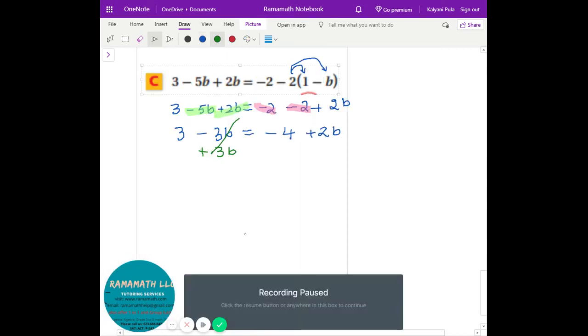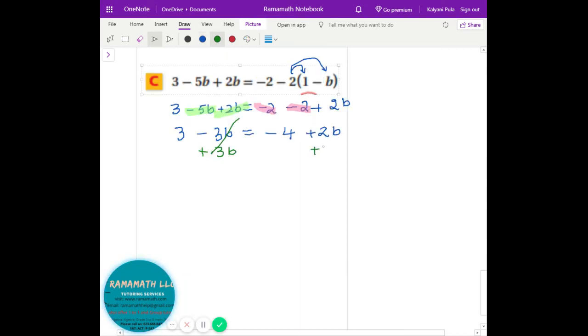Yes. I had added 3b here. So I got that step done. Now 3 equal minus 4, 2 plus 3, that's 5 of them. Now it's getting simplified more and more. Now this is minus 4. Obviously, I'm going to add plus 4 here.